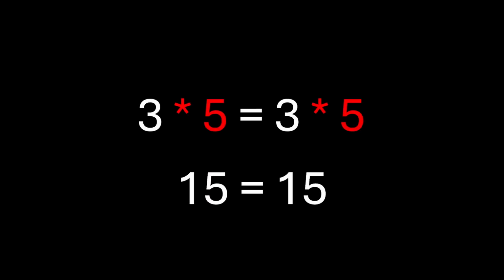We can also multiply on each side. So in this case we multiply by 5 and we get 15 on the left side and 15 on the right side. And equality holds. We can also divide on each side with the same number and equality still holds. So now let's use this technique to solve our equation.